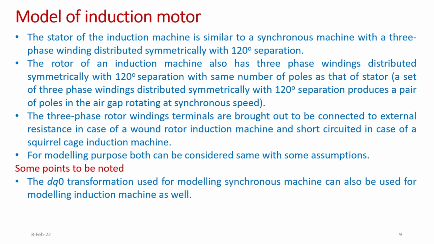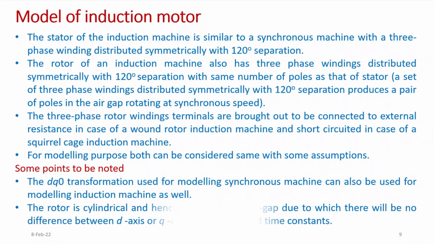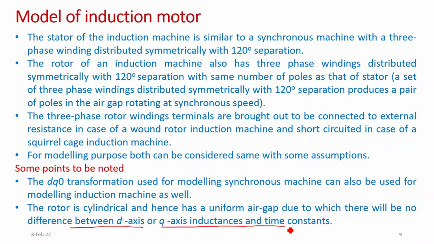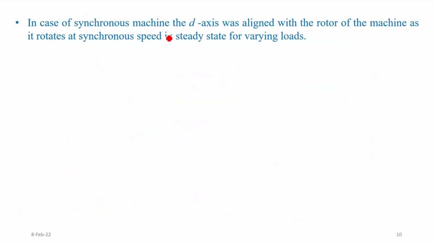Some points to be noted here: the DQO transformation used for modeling synchronous machine can also be used for modeling induction machine. The rotor is cylindrical here and hence has a uniform air gap, due to which there will be no difference between D-axis and Q-axis inductances and time constants. Previously, in case of synchronous generator, the d-axis and q-axis inductances and time constants were different because of the saliency. But in case of cylindrical rotor, they will be the same, right? In case of synchronous machine, the d-axis was aligned with the rotor of the machine as it rotates at synchronous speed in the steady state, and therefore the d-axis was considered aligned with the rotor axis.